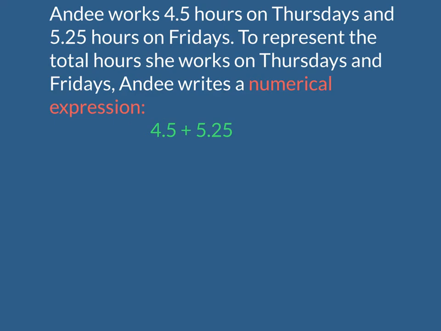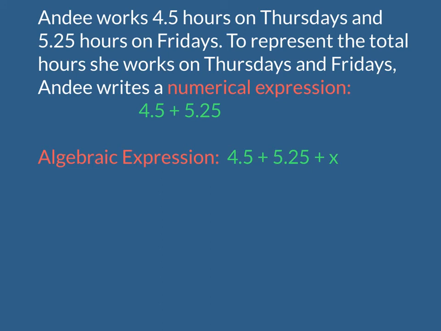Suppose Andy decides to work on Saturdays as well, but does not know how many hours she will work. She could use a variable to represent the unknown number of hours worked on Saturdays. To represent the total hours worked on Thursdays, Fridays, and Saturdays, Andy writes an algebraic expression which looks like this: 4.5 plus 5.25 plus x. X is our variable, which makes this an algebraic expression because it includes a variable.